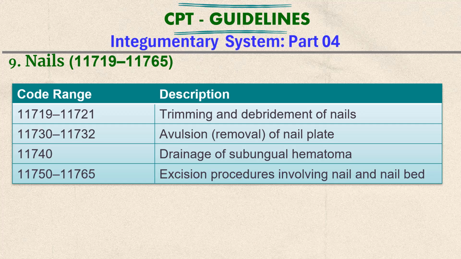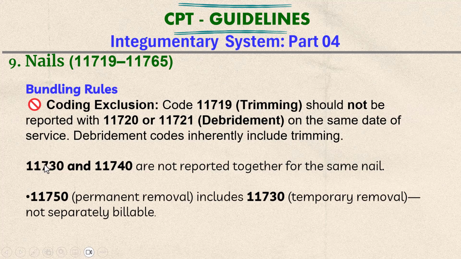When you look at 11730, that's for the avulsion, that is for removal of the nail. 11740 is drainage of subungual hematoma. So if the nail is removed, automatically the drainage of subungual hematoma is also removed. So those two codes are not reported together for the same nail. Similarly, 11750, that is for permanent removal, includes 11730, that is temporary removal. So it is not separately billable for the same nail.